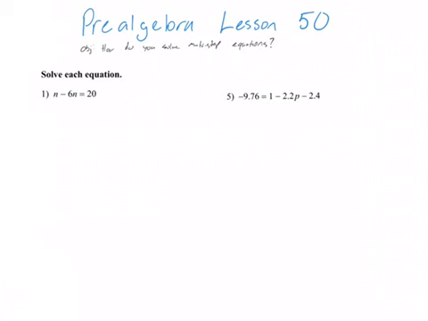I'm looking at this first one, and on the left-hand side, notice how they both have n's in there. So this is like 1n minus 6n, so 1 minus 6 would be negative 5n. Remember, you can only combine those together if they both have the same variable. That's equal to 20. Then to get that n by itself, I divide by negative 5. And so n is going to equal negative 4.